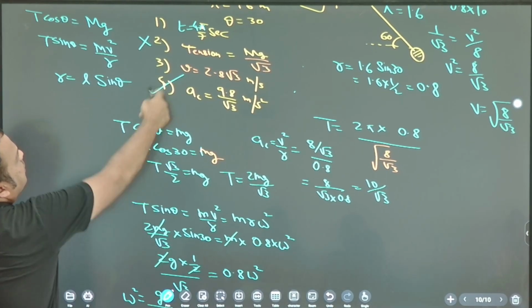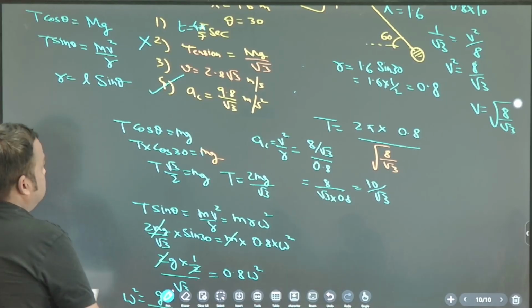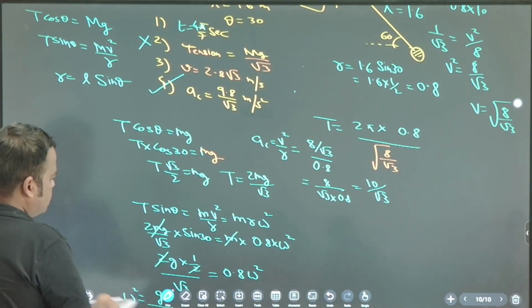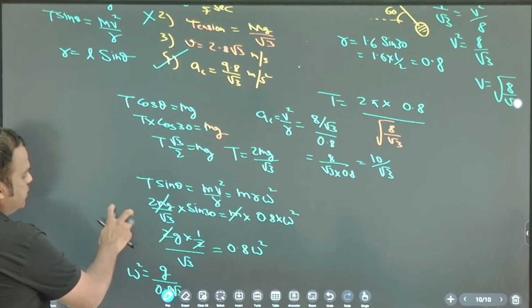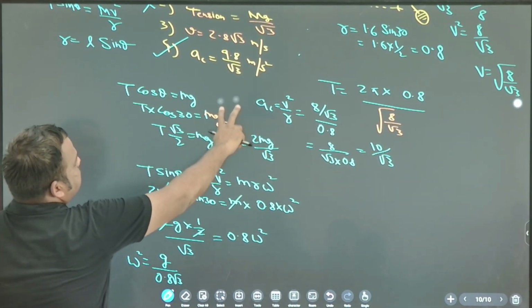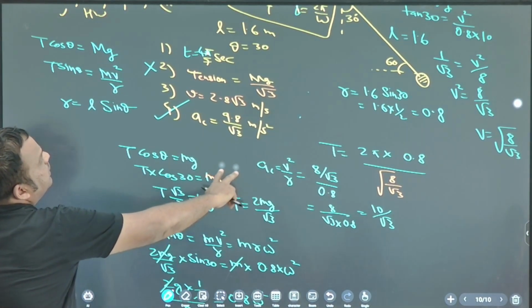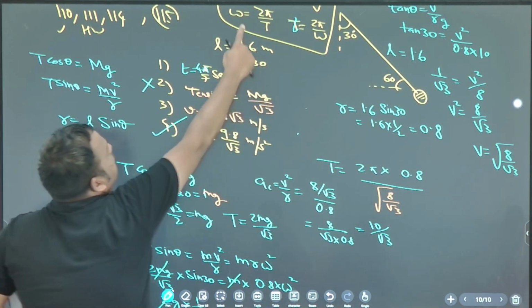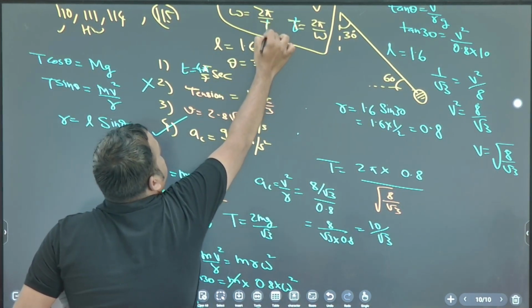So anyway, we got our answer, fourth option. And solve this, you will get omega. Then omega is equal to 2 pi by t. Okay, time period.